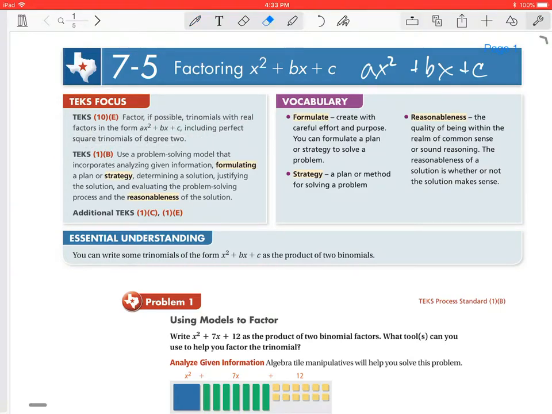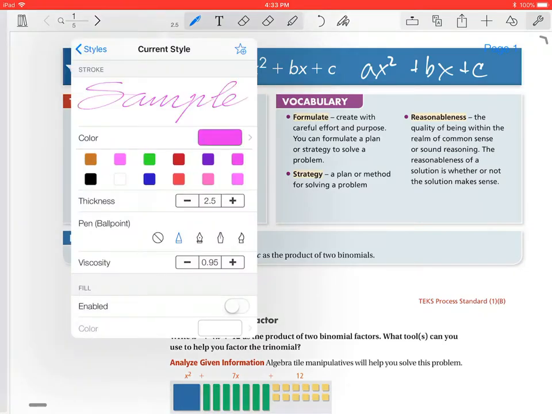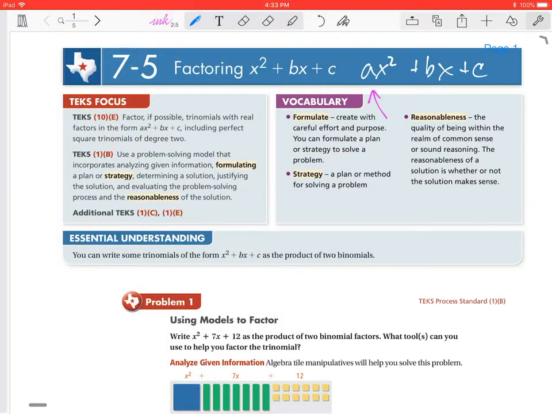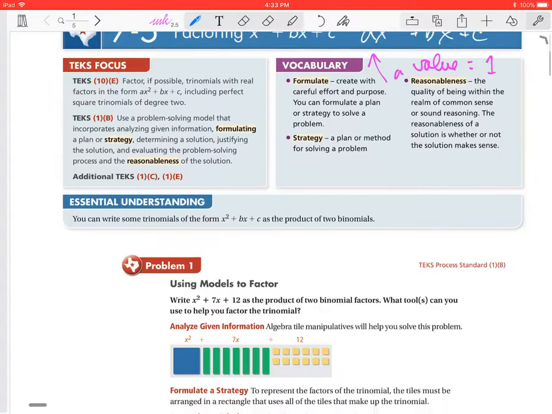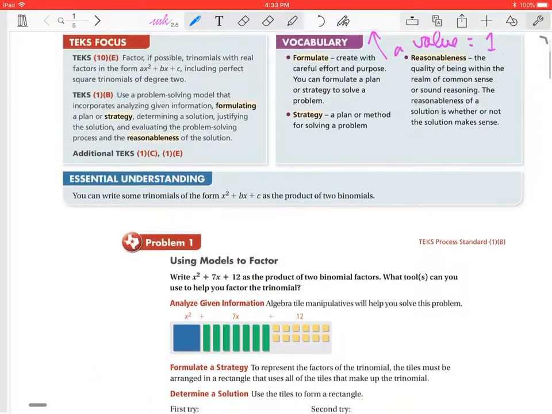In here, our a value is going to be 1. So that's going to make these a lot easier. When the a value is not equal to 1, we'll go over that in chapter 7-6.